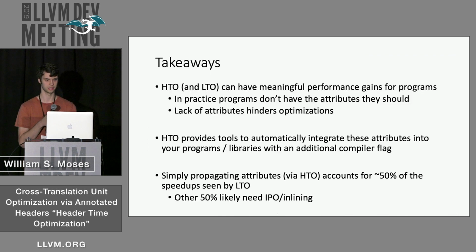So an interesting takeaway from this is that HTO and LTO as well can have really meaningful performance gains for programs. The reason is that in practice, a lot of programs don't have all the attributes that they really should. And this lack of attributes hinders the optimizations that we want, to get that fast performance in practice. If you use HTO, we provide tools that will automatically integrate these attributes into your programs or libraries with just an additional compiler flag. And simply propagating these attributes alone accounts for 50%, give or take, of the speedups given by LTO, with the other 50% requiring IPO or inlining to get the full extent of LTO.